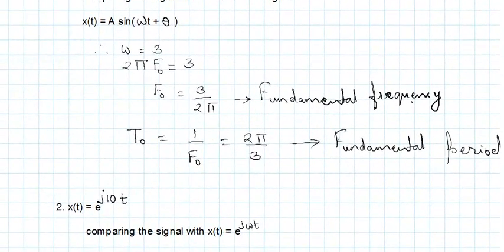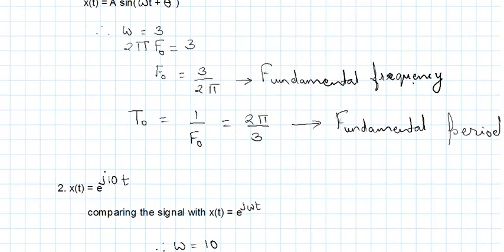So here the second example is x(t) is equal to e raised to j10t. x(t) is given as e raised to j10t. So how do we find the fundamental period and frequency? We'll compare it with the standard representation of the signal. How do we write the standard representation? We write it as x(t) is equal to e raised to j omega t. This is how we write a standard representation of a complex signal.